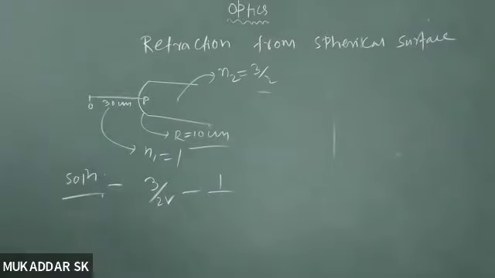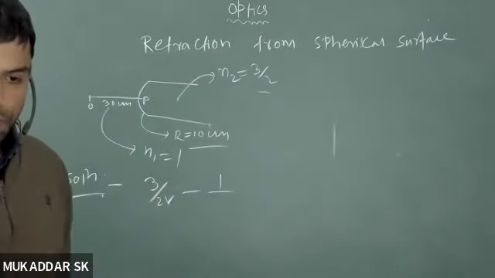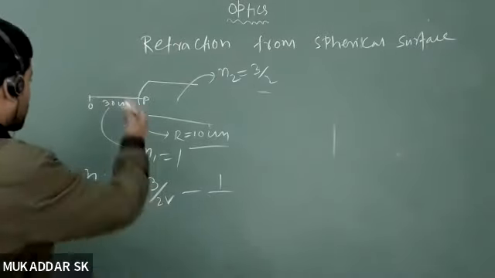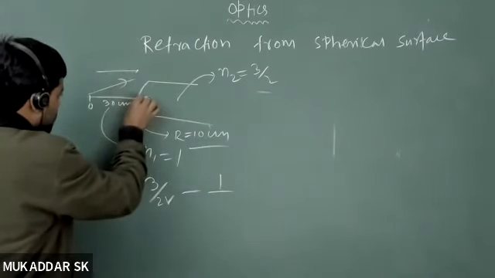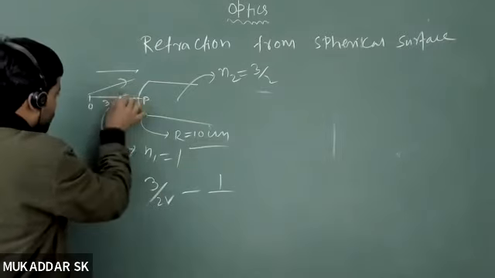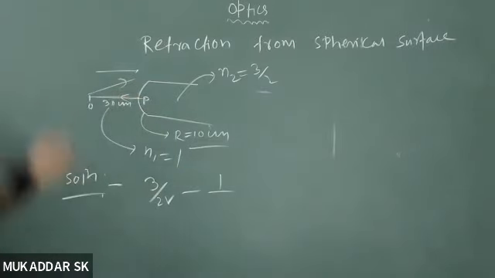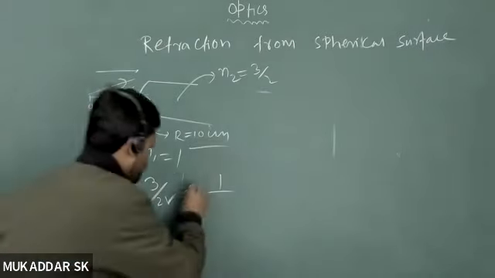Minus 30, sir. Exactly, it should be minus 30 because your ray direction is this, and the distance from the pole to the object is opposite to the positive direction. So obviously this should be minus, right?